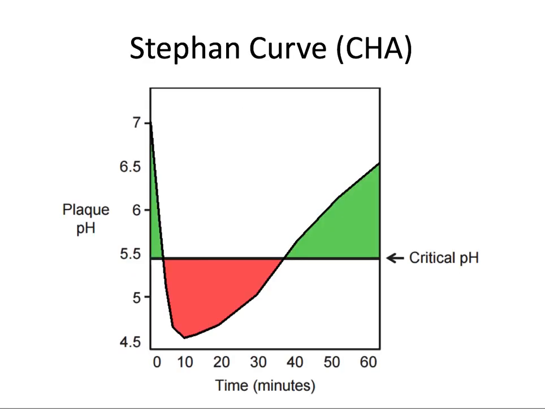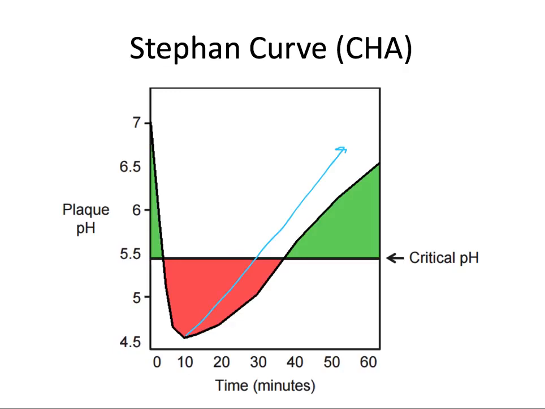So let's revisit the Stephan curve. We talked about how it reaches a minimum in about 10 minutes after what I'll call an acid challenge. This could be eating breakfast, eating a snack, drinking coffee, etc. And it takes about 30 minutes for the bicarbonate in the saliva to buffer the pH back to normal. Now, chewing sugar-free xylitol gum would actually stimulate saliva production in the mouth and cause this curve to return above critical pH faster than it would have without it, because now we're having more saliva bathing that tooth.